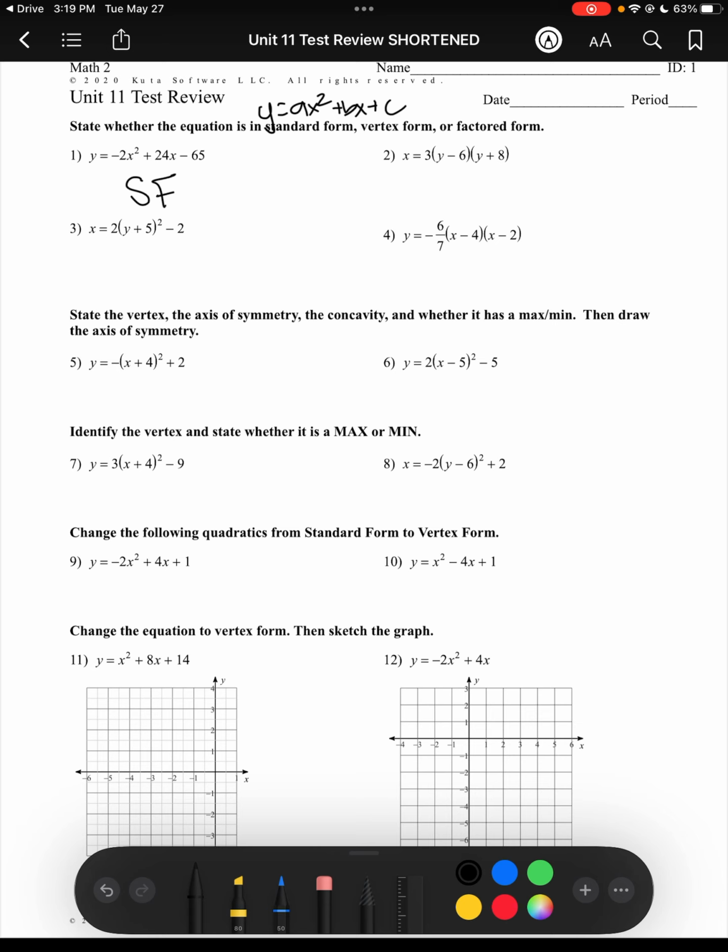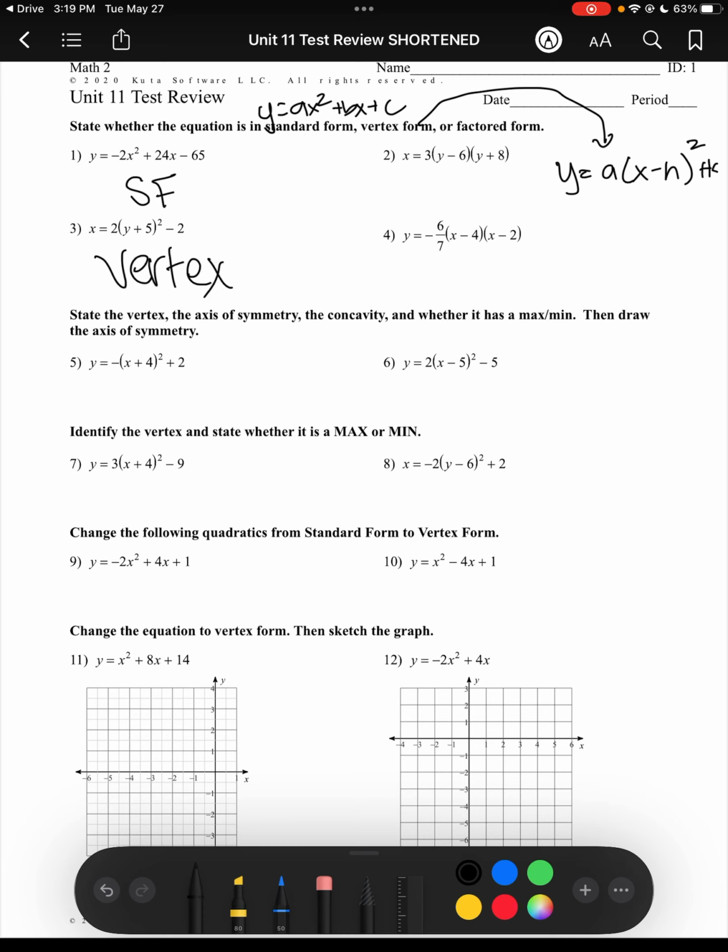Vertex form is when we have an equation that looks like y equals a times (x minus h) squared plus k. So this form is good for telling us what the vertex is. We can also identify the maximum or minimum from this, but it's not very good at telling us about the x-intercepts. So we call this vertex form. And question 3 is an example of vertex form.